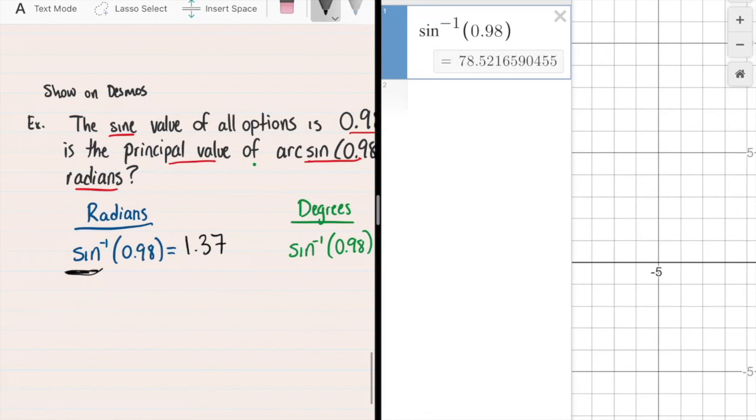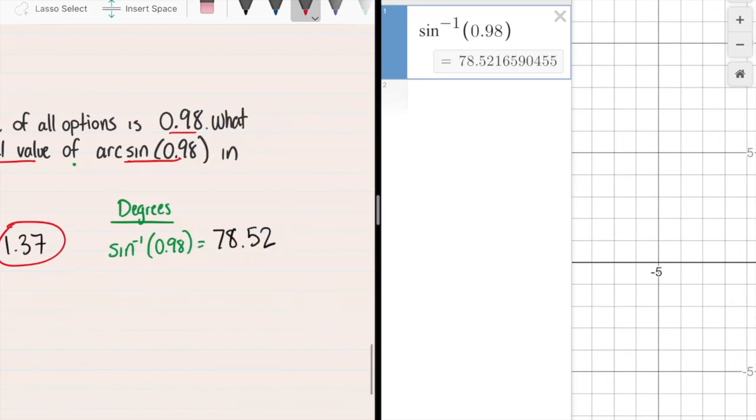In this case, they asked for radians, so your answer will be 1.37. Had they asked for degrees, you would have typed this instead. So that's it, guys. Use Desmos and it'll make life a lot easier.